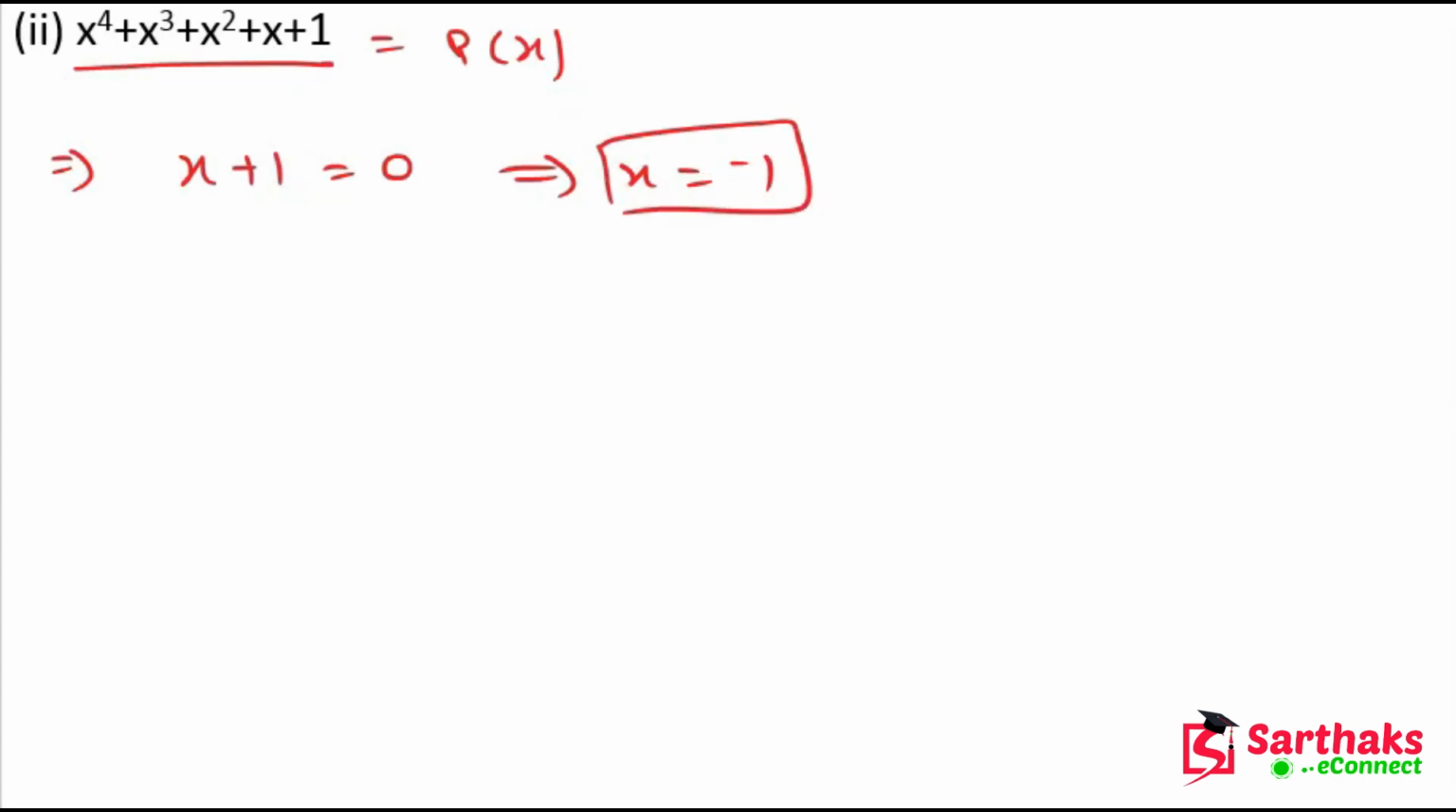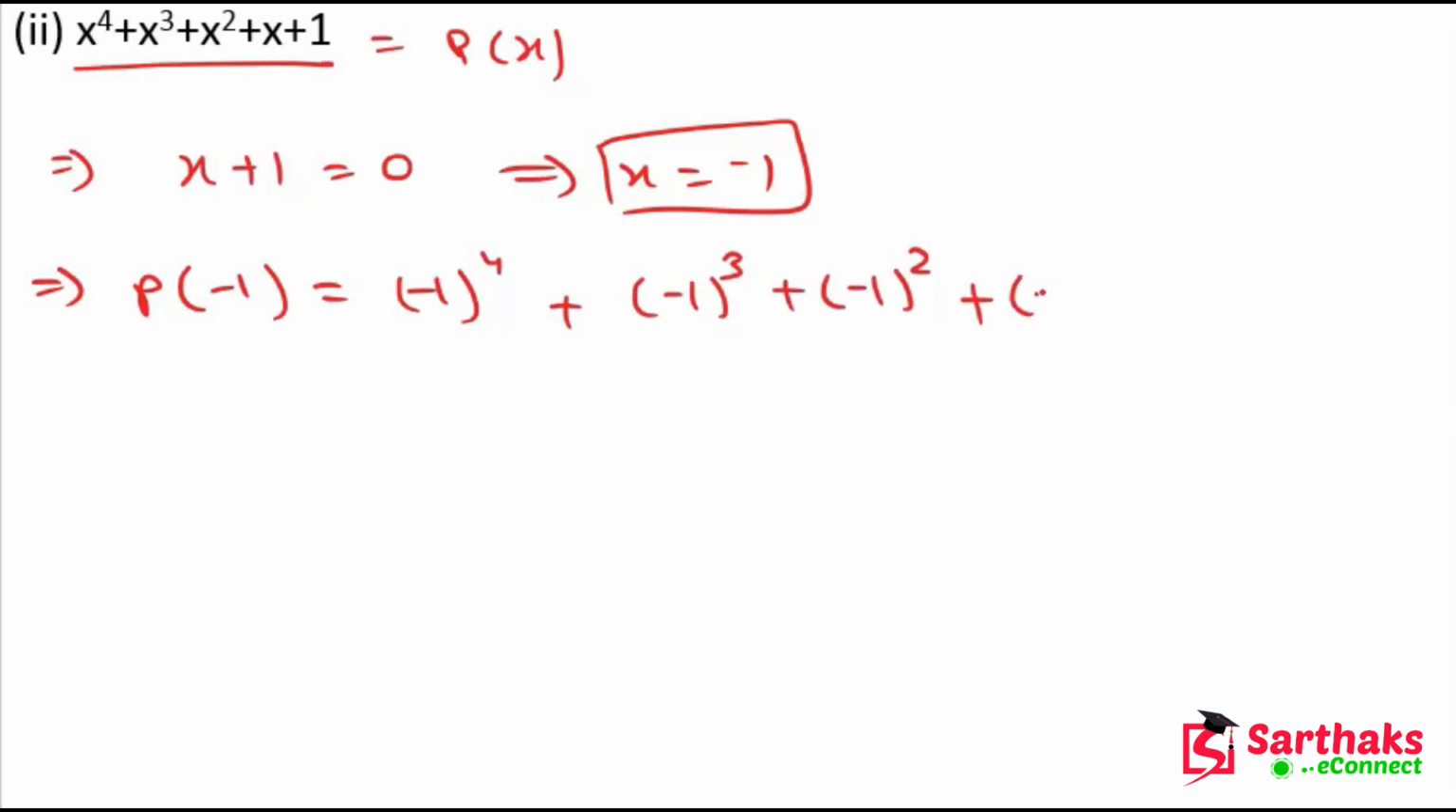So we get p of minus 1 is equal to minus 1 raised to power 4 plus minus 1 raised to power 3 plus minus 1 square plus minus 1 plus 1. Here we get 1, here minus 1, here plus 1, here minus 1, and this is plus 1. This plus 1 and this minus 1 will be cancelled, and this plus 1 and this minus 1 will be cancelled. So we get 1.